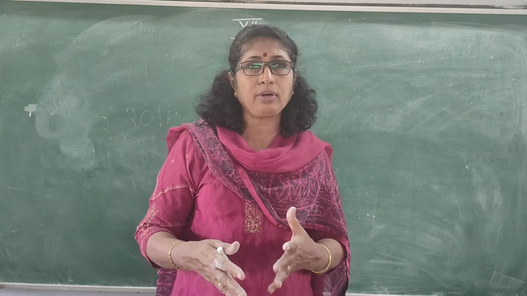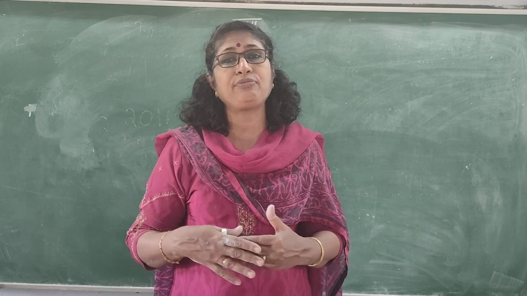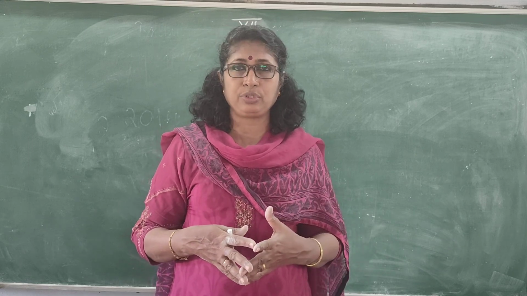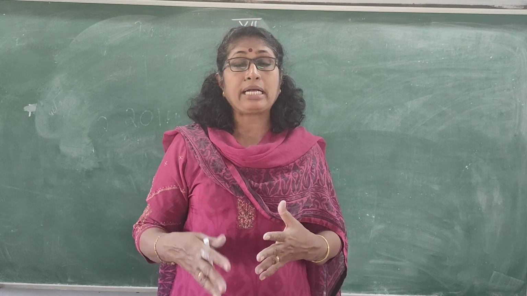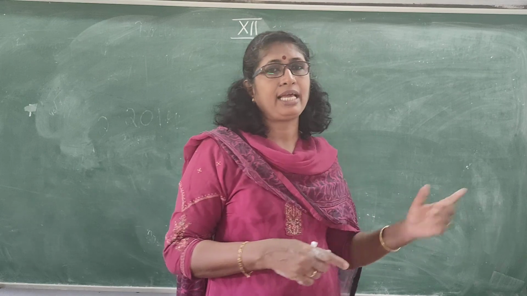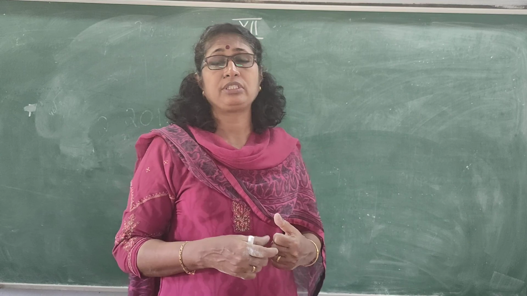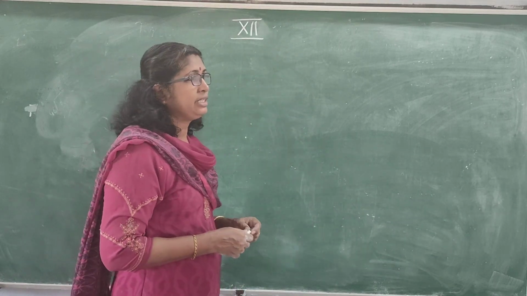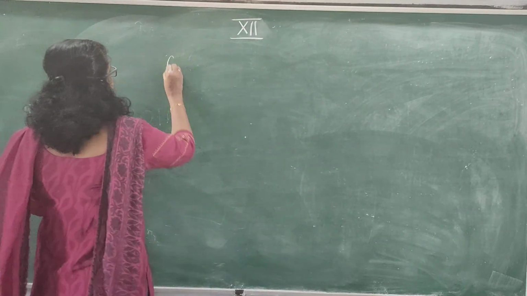Now for solutions which show negative deviation, the new interactive force formed will be stronger than the old interactive forces. So such mixtures will form maximum boiling azeotropes. Till here we completed yesterday, and you will have to explain with the graph and examples for positive deviation and negative deviation. Everything we discussed yesterday. Today we will go to the next topic, that is colligative properties.